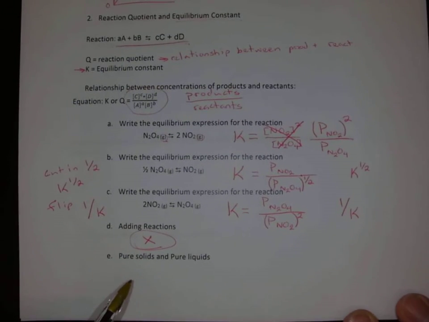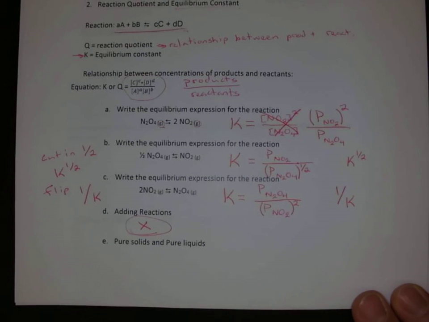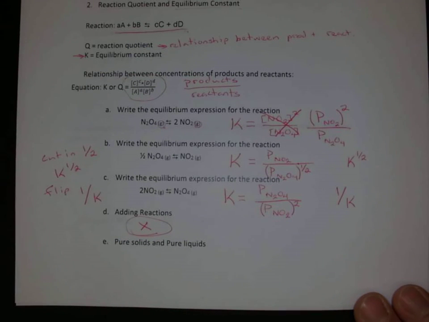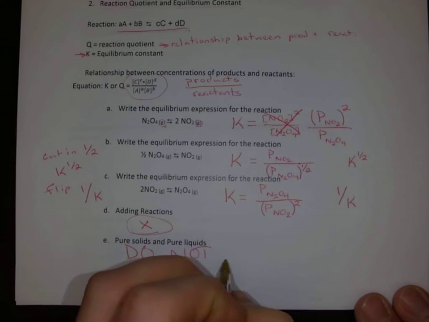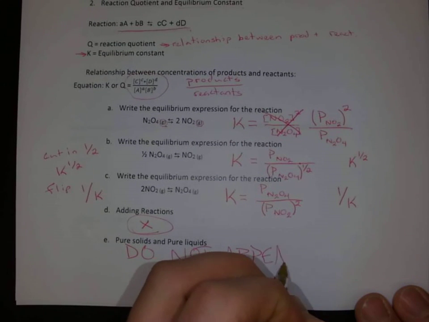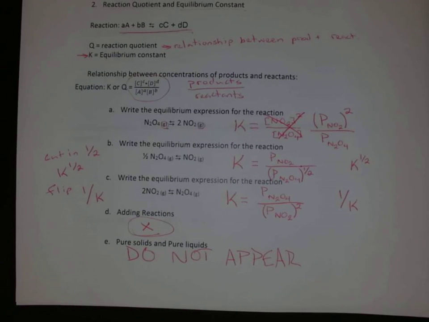Now, last little bit here on this page, what if we have pure solids or liquids? We've talked about our gases, how we use pressures. We've talked about how for aqueous solutions, we're going to use the concentrations. But pure solids and pure liquids do not appear in the equilibrium expression. This is really just because we found out that it doesn't really affect the equilibrium in experiments. So this is purely an experimental outcome. So we do not put our solids or liquids in the equilibrium expression.